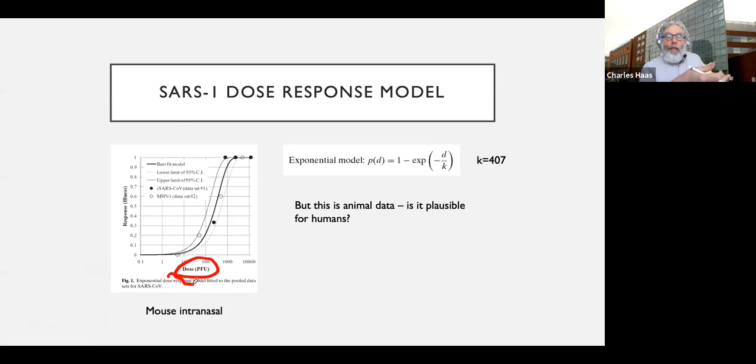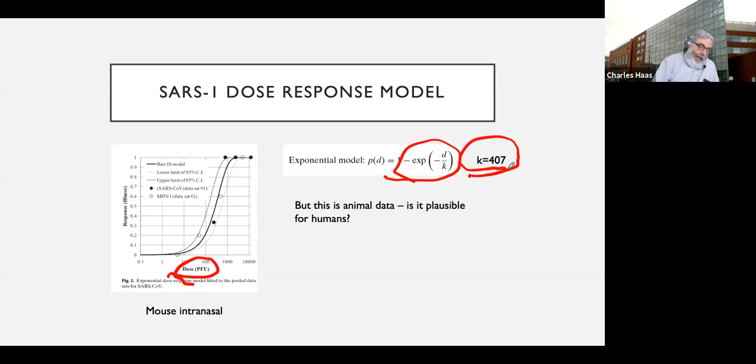And the black and the open circles represent two data sets. We were able to pool them together and get a very nicely fitting exponential dose response model given by this equation. You notice here we've defined K in the reciprocal fashion from what I presented earlier. And in this form, the exponential dose response, K is equal to 407 as a best fit model. The dashed curves represent the 95% confidence limits to dose response.